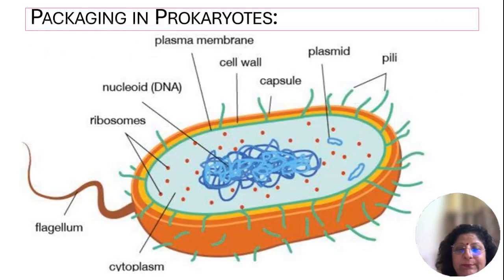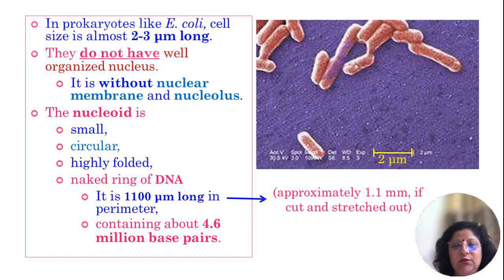In prokaryotes, DNA is packaged within a nucleoid, which is not enclosed by a nuclear membrane. The DNA is circular and interacts with various proteins to form a compact structure. Prokaryotic cells, like E. coli, have a nucleoid that is highly folded and contains a naked ring of DNA. This DNA is approximately 1,100 micrometers long when stretched out, but it is compacted to fit within the small cell.